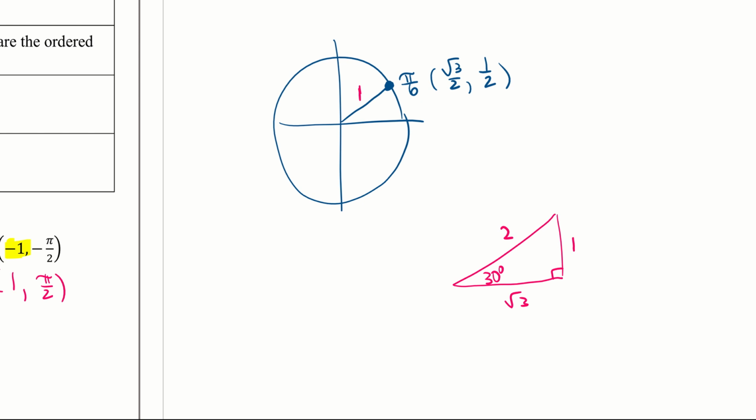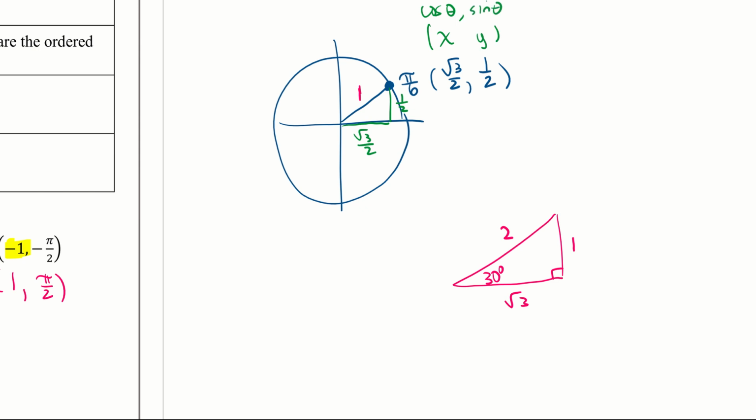But we've scaled this down. Instead of the radius being 2, the radius is 1. And so we could then say that horizontally, each of these measurements are then scaled down by dividing by 2. And that's how we get the cosine, which is our x-coordinate, and the y-coordinate is sine.